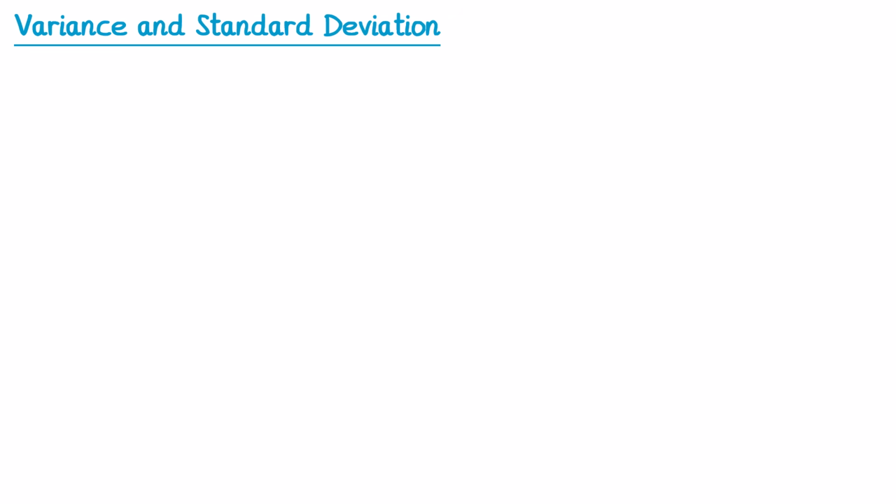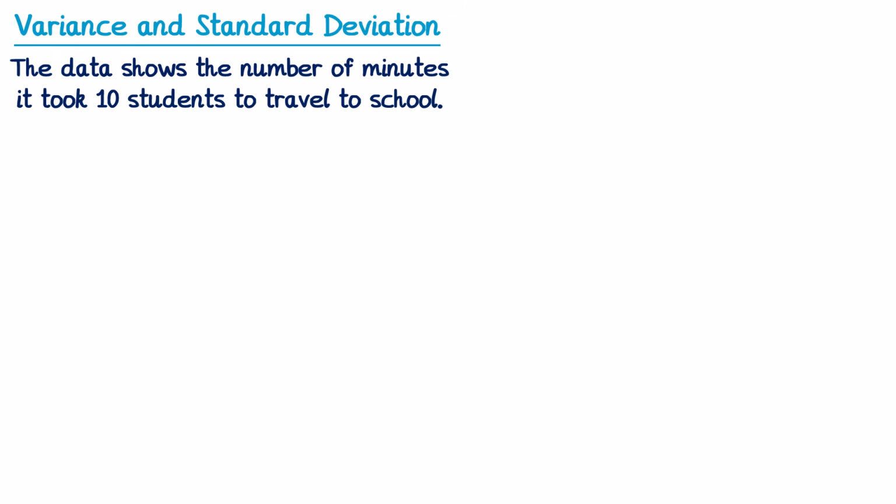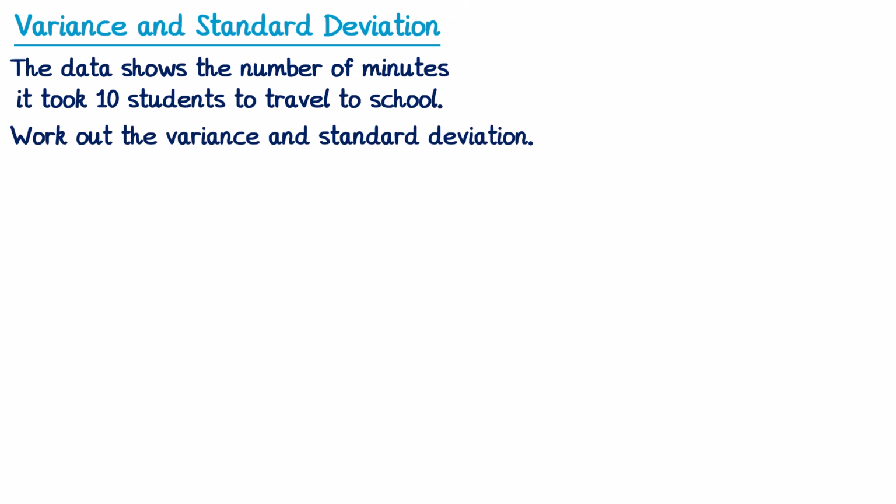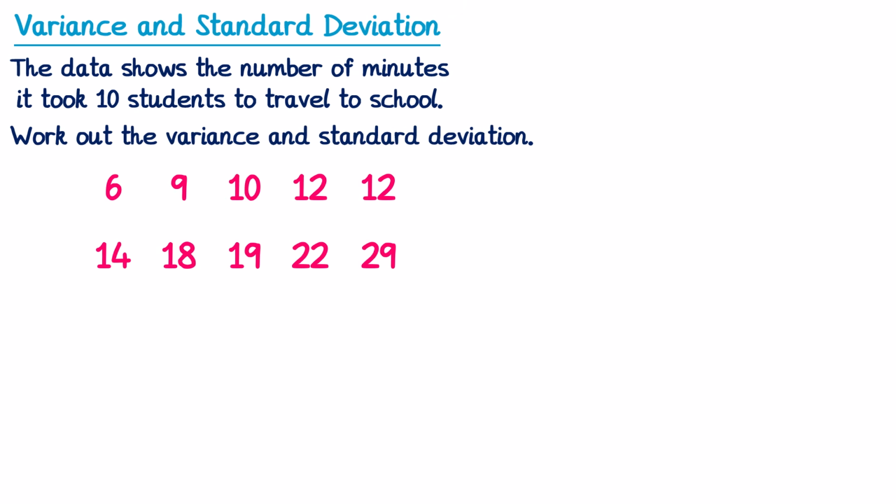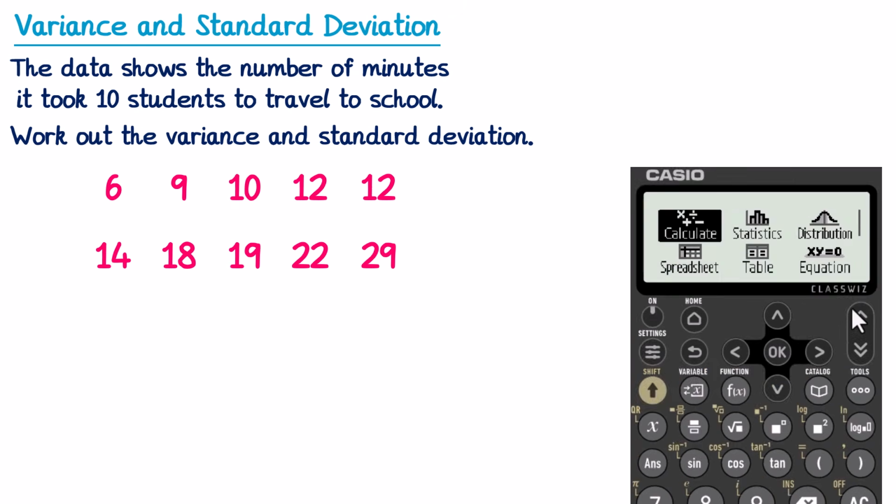In this question, it says, the data shows the number of minutes it took 10 students to travel to school. And we need to work out the variance and standard deviation. So here's the data. Now the good news is, just like some of the measures of location in the previous video, we can use the calculator to work this out for us. Let's have a look at how this works.